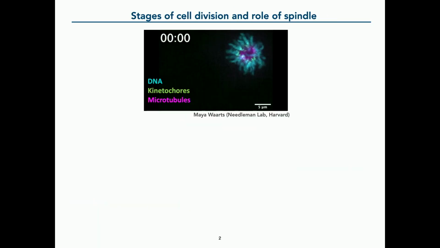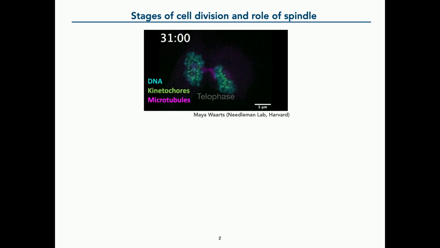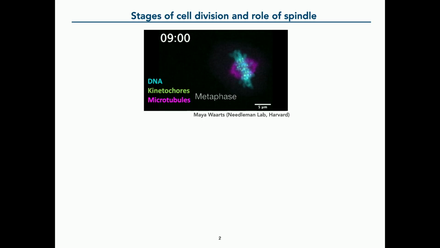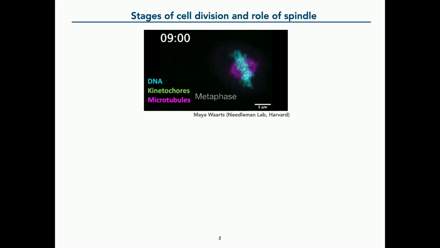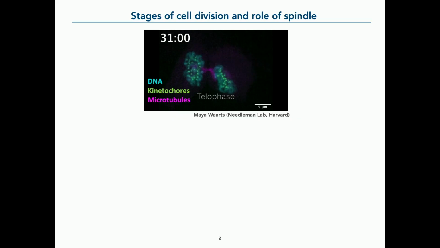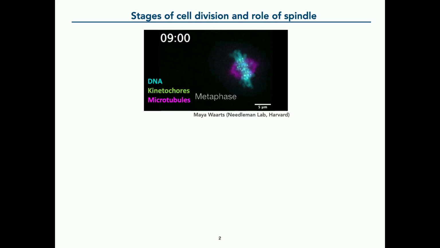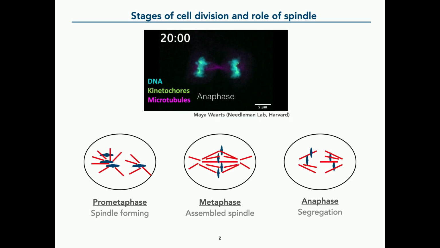So firstly, what's a spindle? A spindle is a subcellular structure that basically segregates chromosomes during cell division, right? It's a subcellular apparatus. If it doesn't function properly, it can lead to aneuploidy, which in fact can lead to cancer or birth defects and whatnot. And most importantly, if you look at different stages of cell division, they can all be characterized by the form and shape of the spindle.